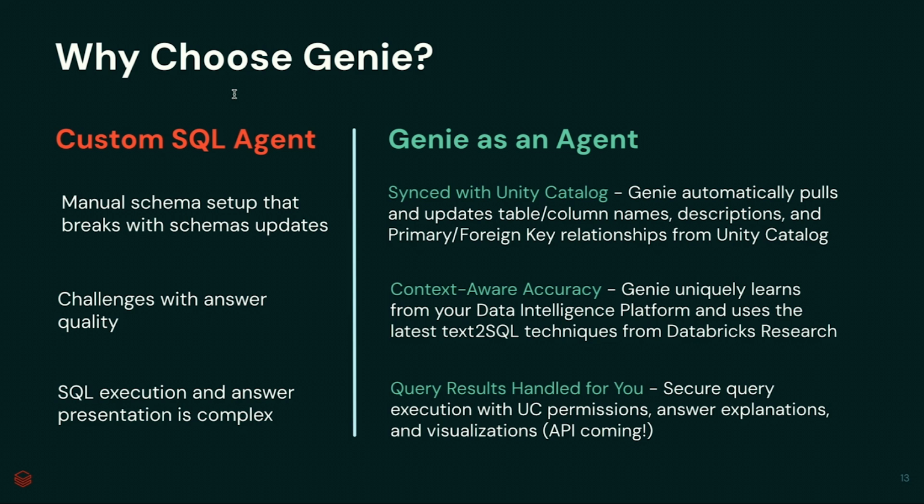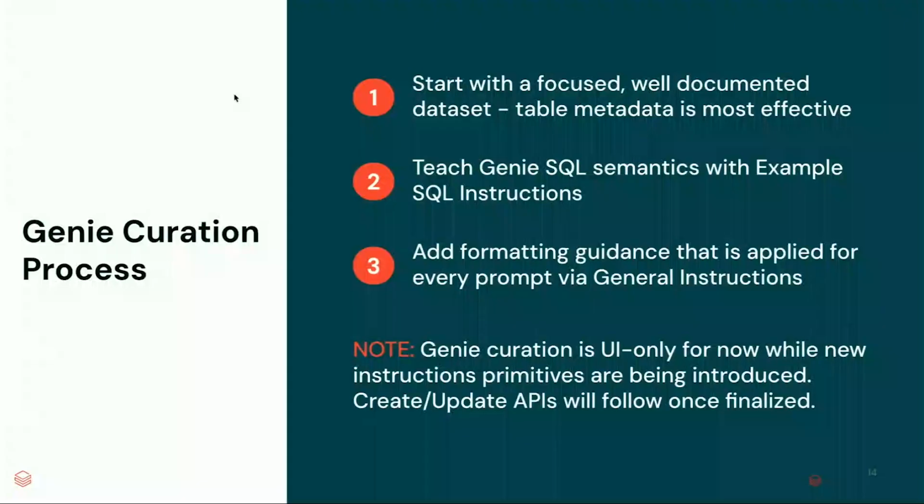Second, Genie is able to generate context-aware results. It's able to do this by uniquely learning from your data intelligence platform. So if you have query objects that already have a lot of workloads on it and dashboards that you've already built, Genie is able to search through this, learn from its context, and answer net new data questions. Additionally, we have a whole Databricks research team developing new text-to-SQL techniques that are always kept up to date with Genie. And finally, the query results are handled for you. We execute SQL with UC permissions applied, give you answer explanations, and also generate visualizations. So now that we understand Genie's benefits from a high level, how exactly does one go about building a Genie space?